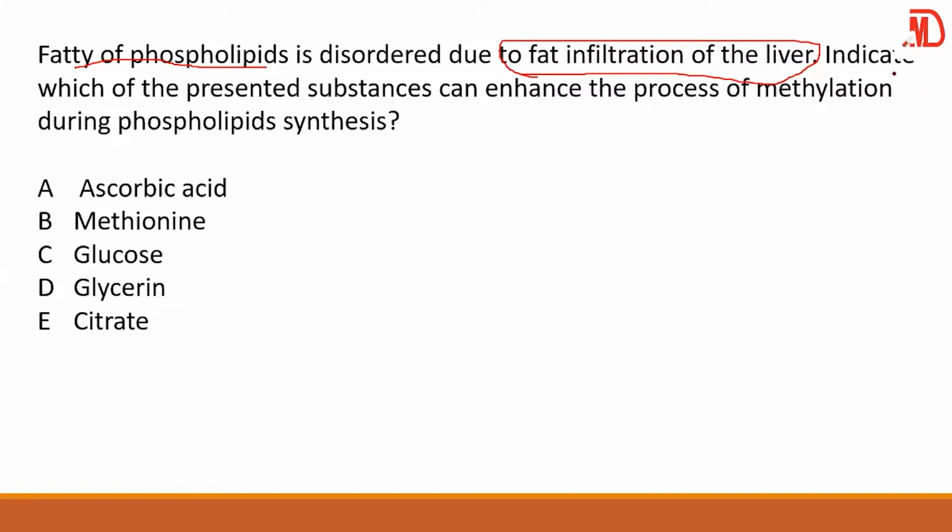So if there's no choline, it means there can be a problem with methionine. And that's what over here they said: indicate which of the presented substances can enhance the process of methylation during phospholipid synthesis. So here, you're thinking of methionine, because methionine is involved in methylation. So here, you're talking about B. But in this case, it is deficient. That's why there's fat in the liver. So here, you are thinking of methionine. All right.